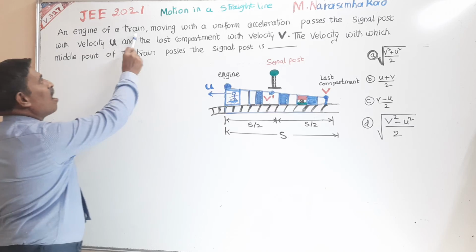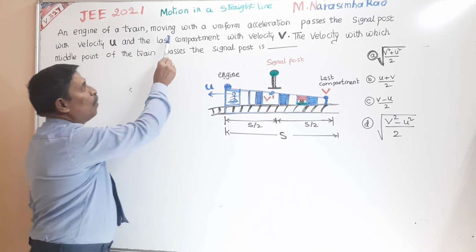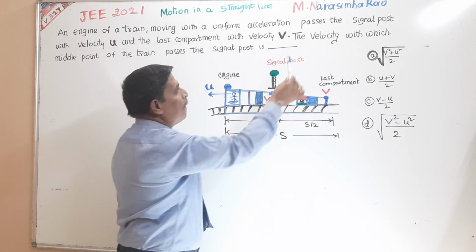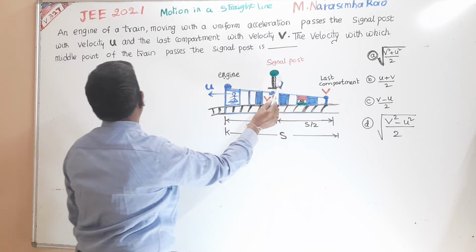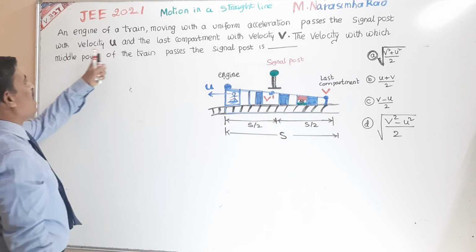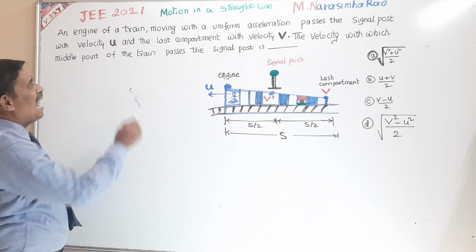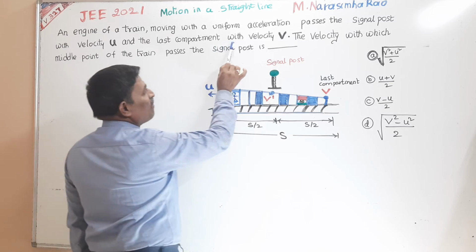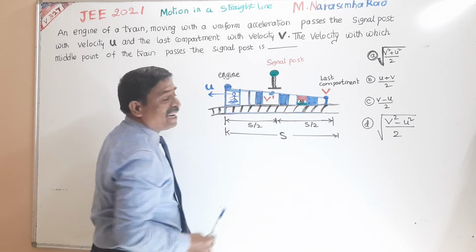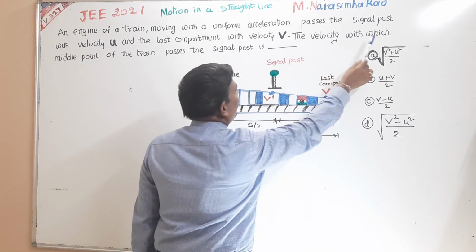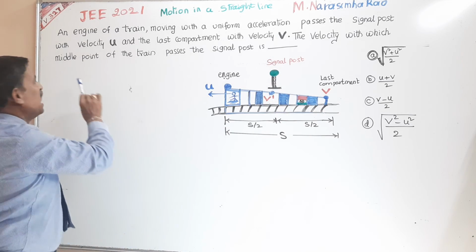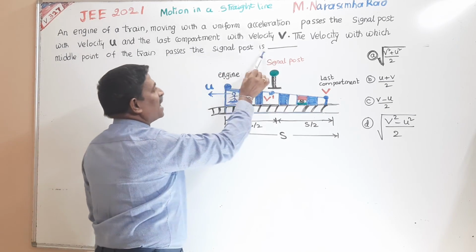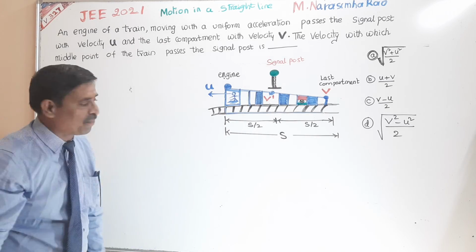An engine of a train moving with uniform acceleration passes the signal post with a velocity u, and the last compartment with a velocity capital V. The velocity with which the middle point of the train passes the signal post is?